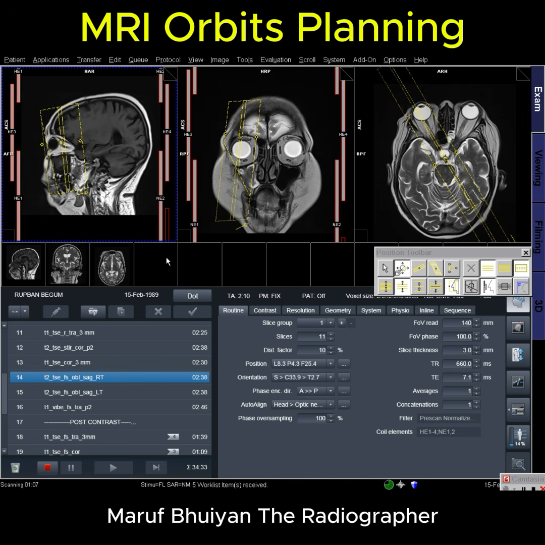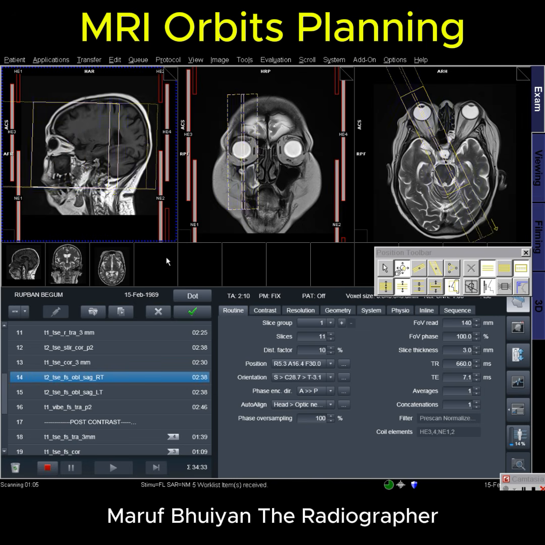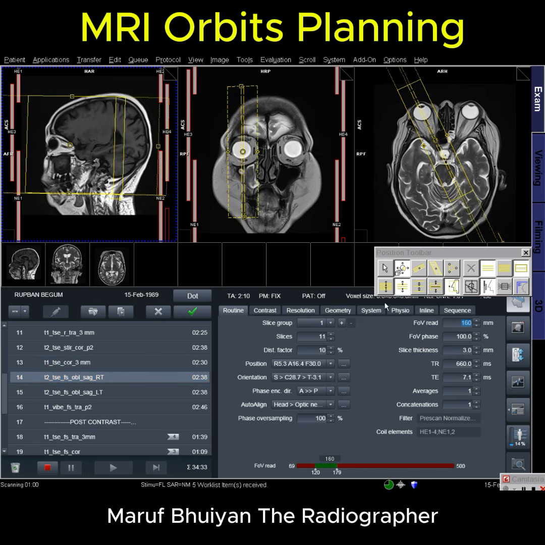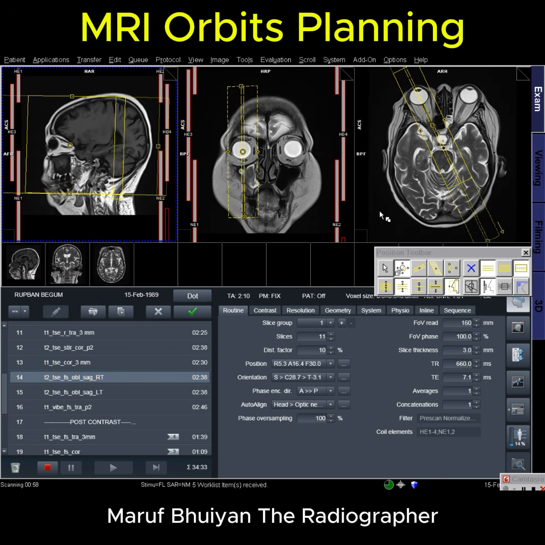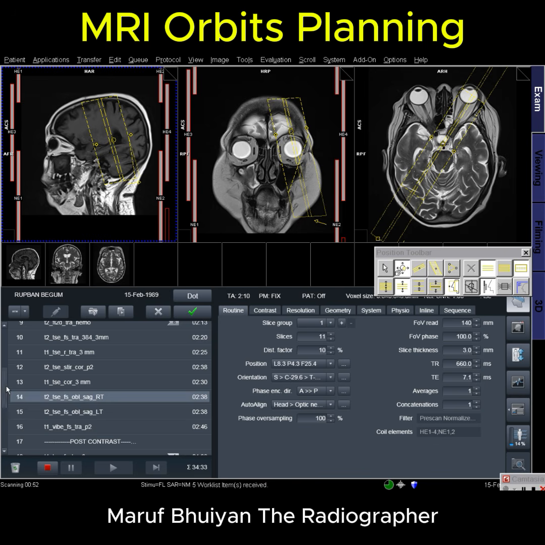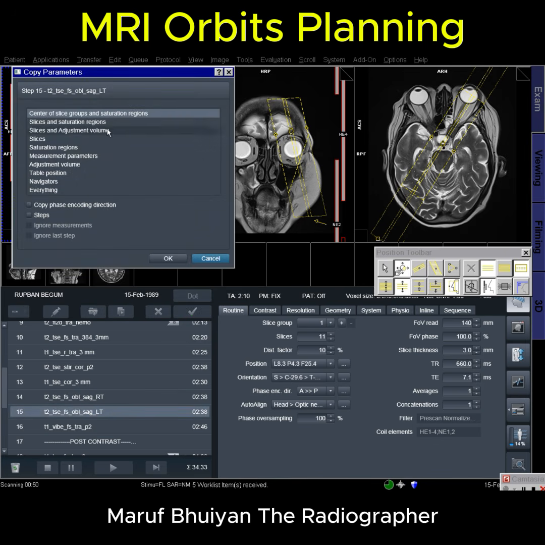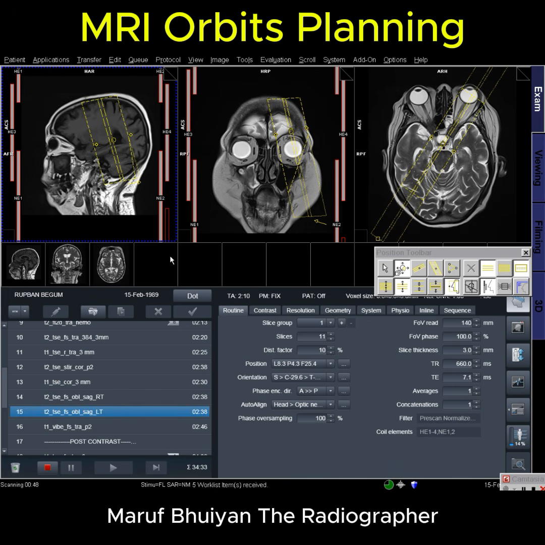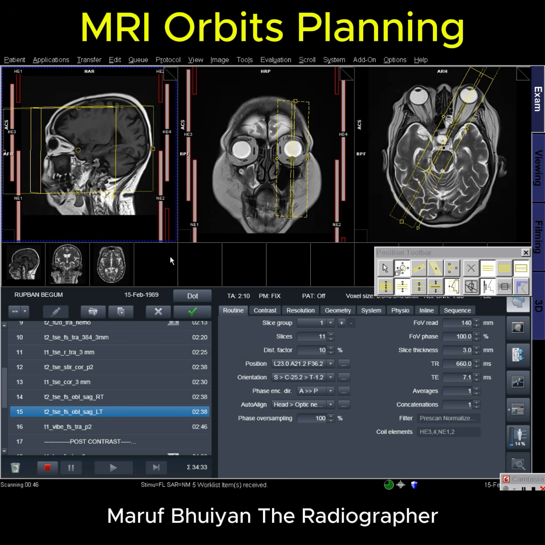For the post-contrast coronal images, I am just copying the slice and saturation from the previous coronal plan, and now the sagittal plan that I am copying for that post-contrast T1 sagittal fat set. So there are two oblique sagittal plans for right and left orbit.